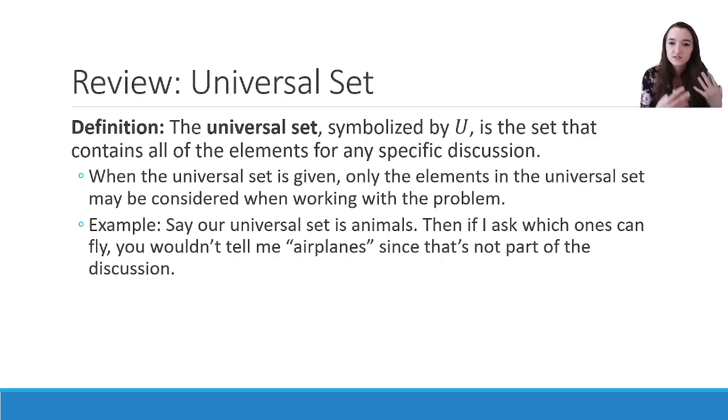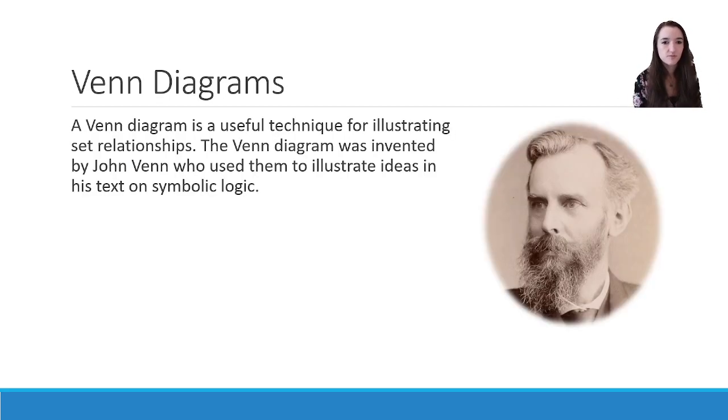Remember, I used the example of if we're talking about animals and I ask you what can fly and you tell me airplane, that's not very helpful, right? So we're going to need to know that definition in order to talk about Venn diagrams. But what is a Venn diagram? A Venn diagram is a useful technique for illustrating set relationships.